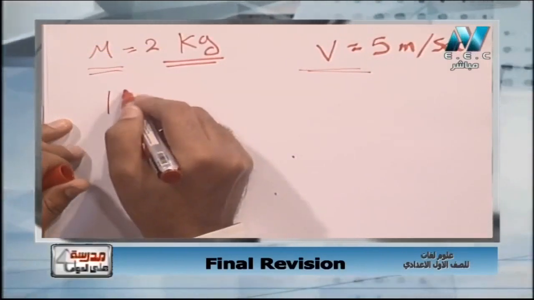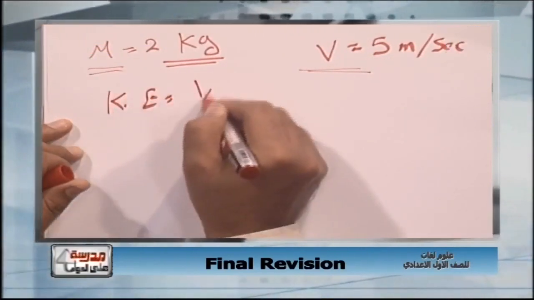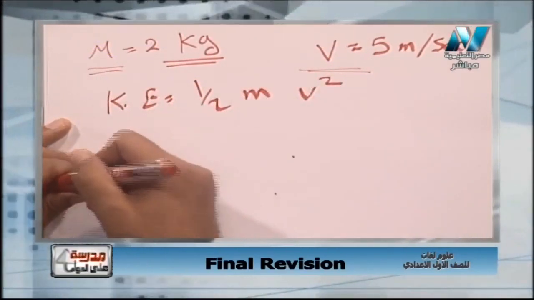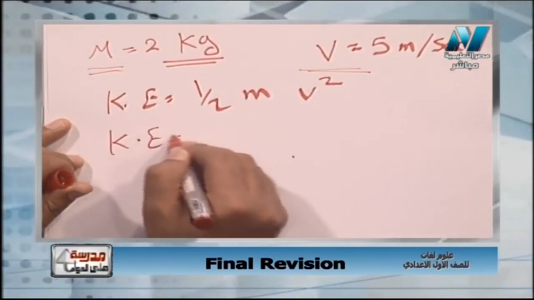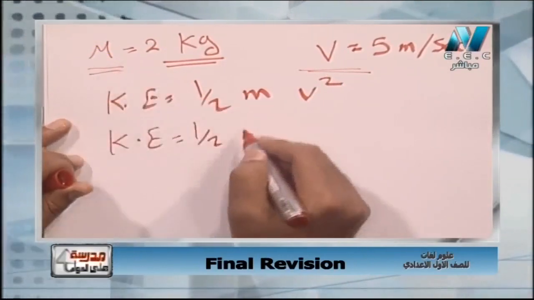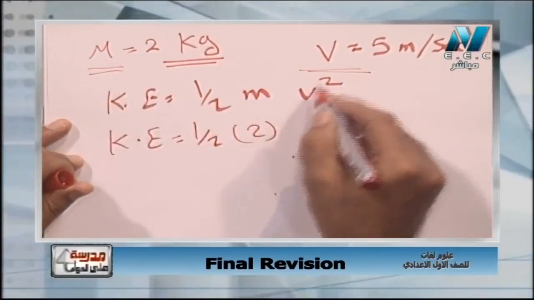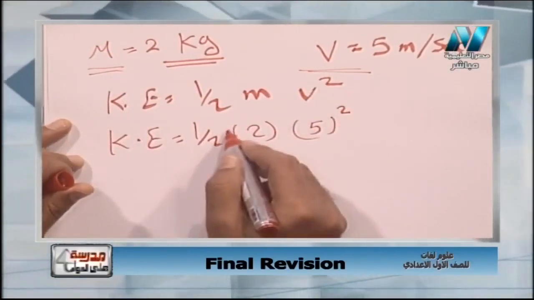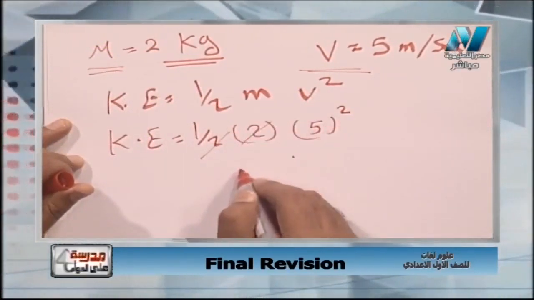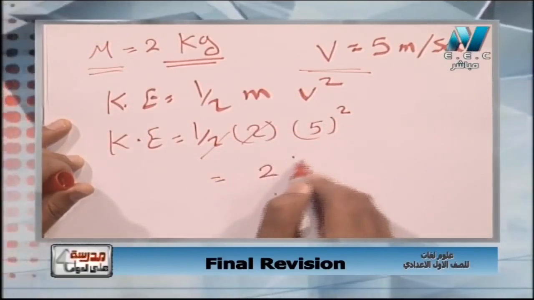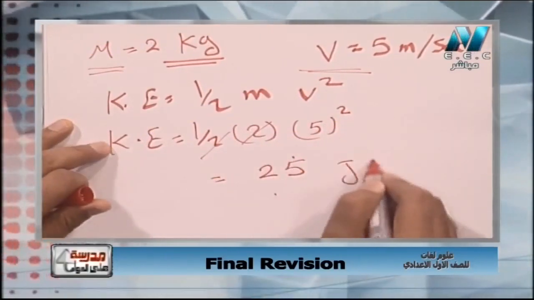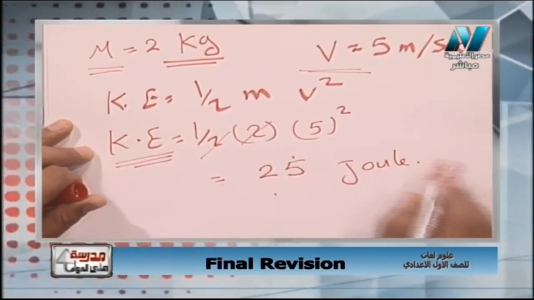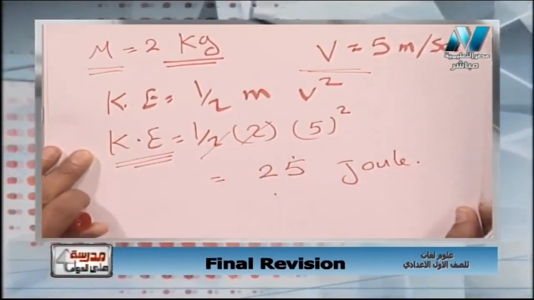So what's kinetic energy? Kinetic energy equals half mass times velocity squared, or speed squared. So kinetic energy equals half, what's mass? 2, speed 5, but 5 squared. So it equals 25 joule, because energy is measured in joule unit.